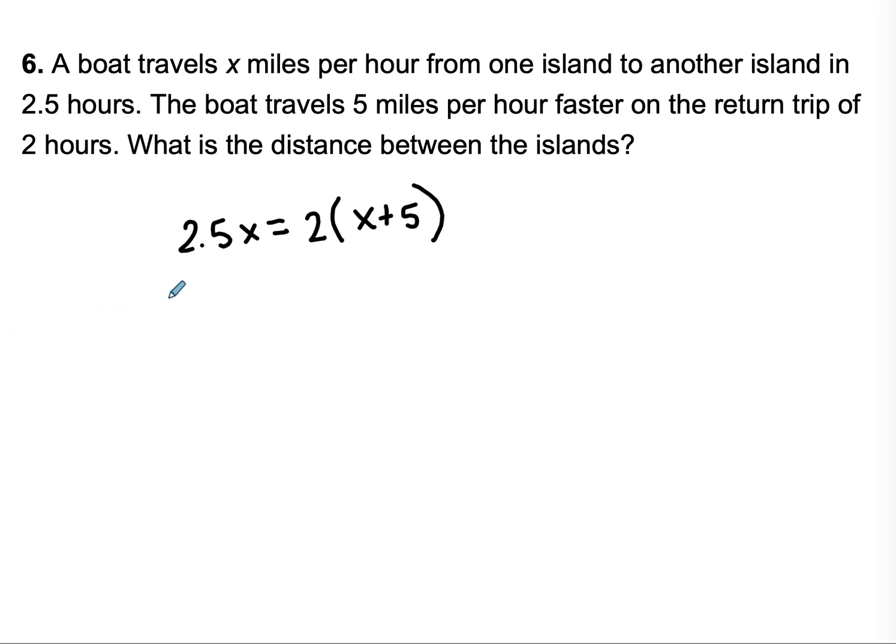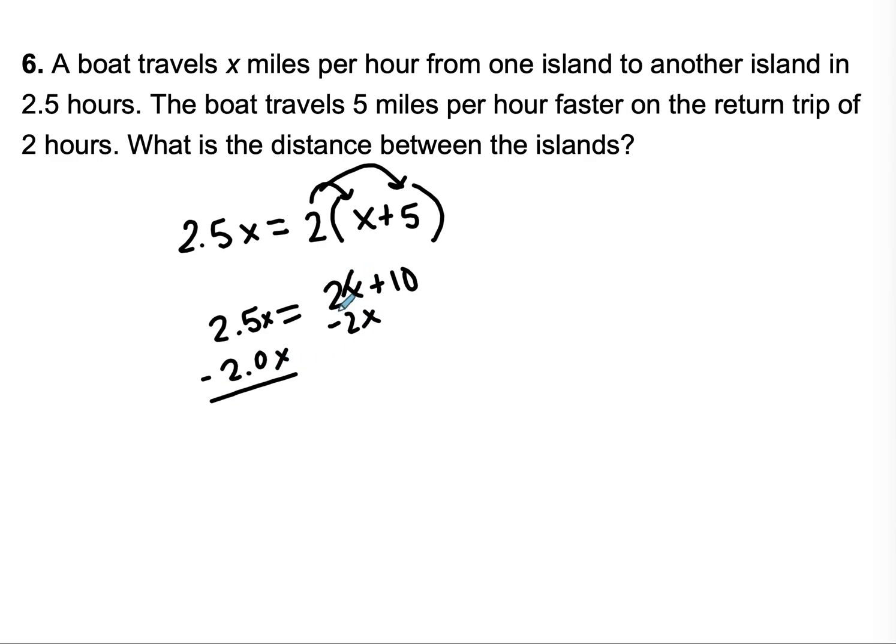Okay, let's check our answers. So I need to distribute here. 2 times x is 2x. 2 times 5 is 10. I have 2.5x. Okay, I'm going to subtract 2x. Subtract 2, I'll add a decimal and a 0, so my decimal's lined up. 2 minus 2 is 0, so I'm left with 10. 5 minus 0 is 5. Bring down that x, bring down my decimal. 2 minus 2 is 0, so I have 1/2 x, or 5/10 x equals 10.